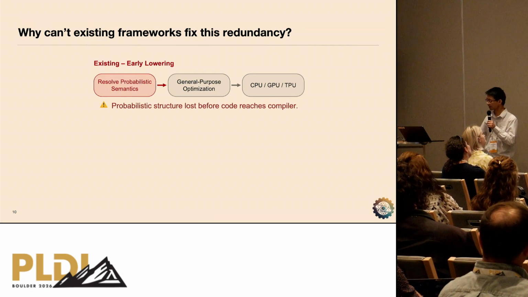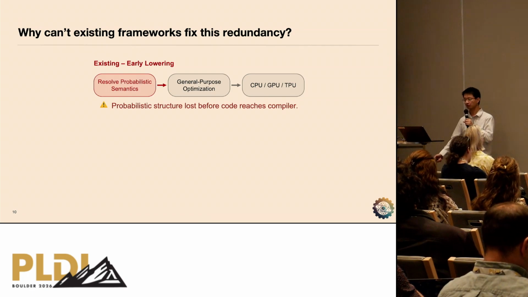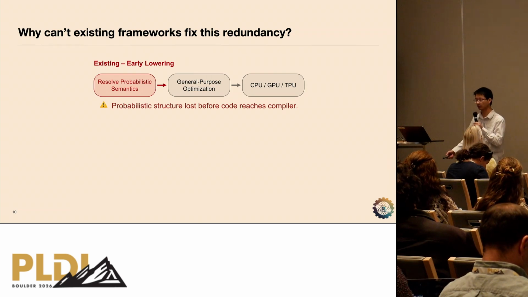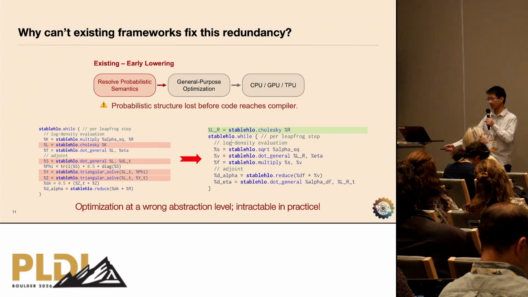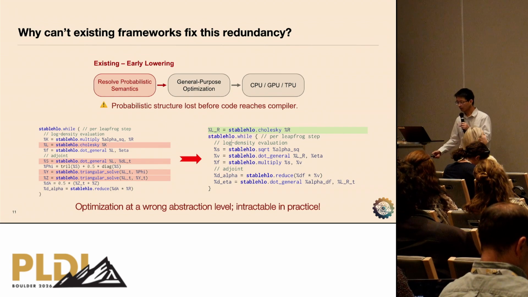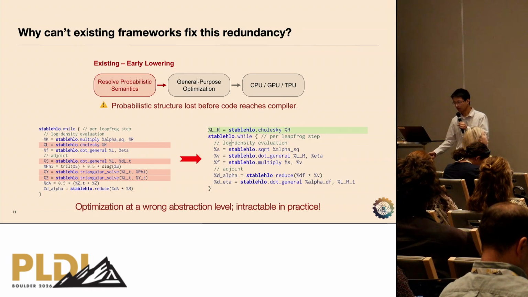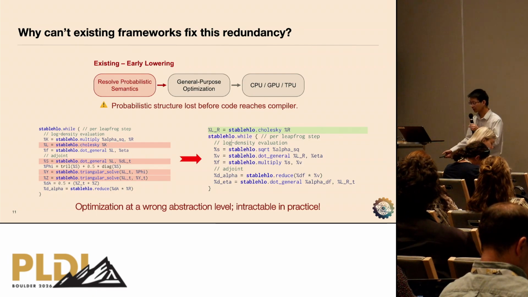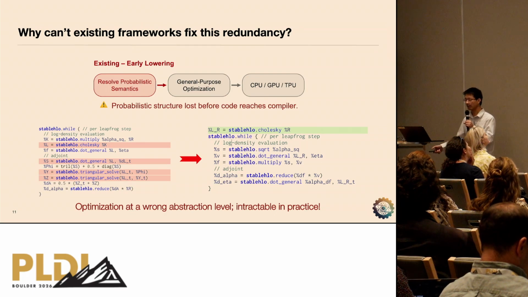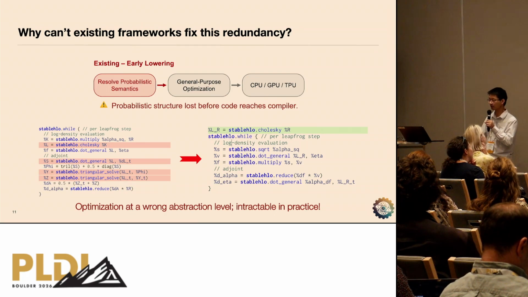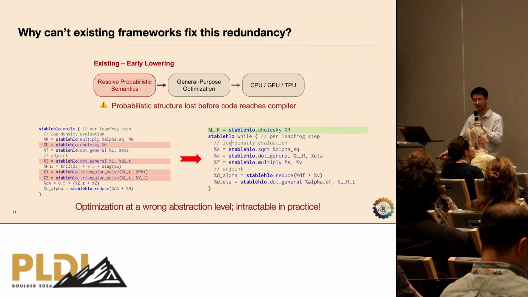The reason is existing frameworks resolve their probabilistic semantics before anything reaches a compiler. So the compiler can do nothing about this kind of redundancy. And here's the previous example lowered within the compiler, and the compiler will have to figure out which operations are the Cholesky and which are its gradient. And this requires an intractable amount of analysis to do this rewrite at this low abstraction level.